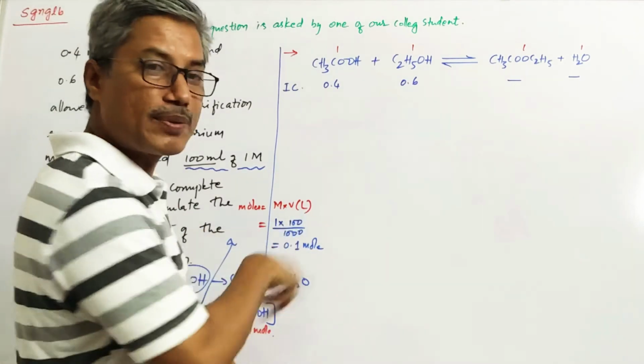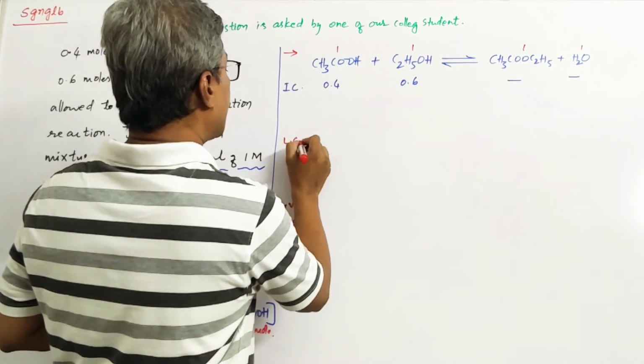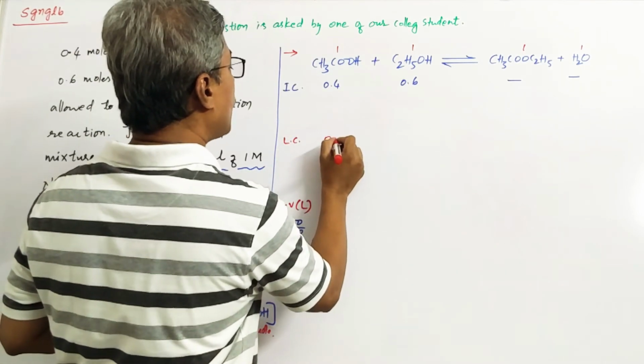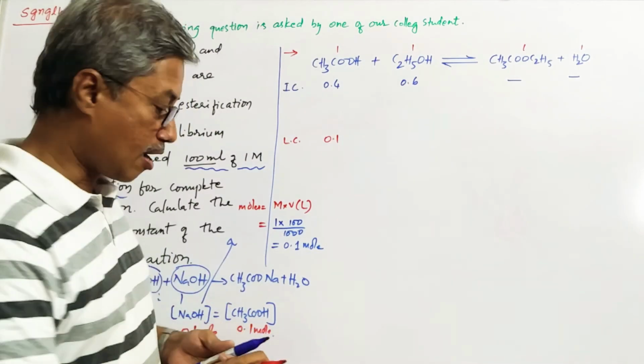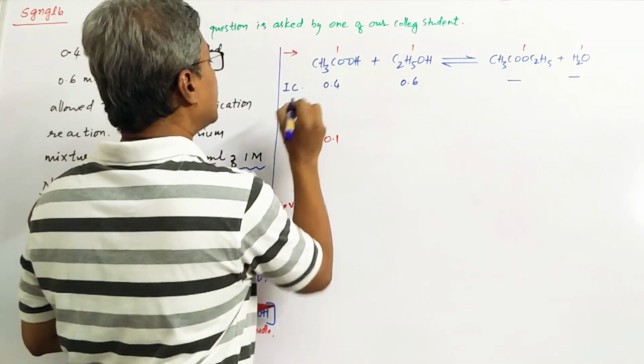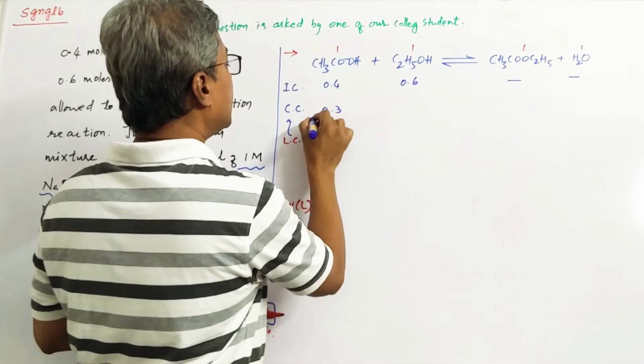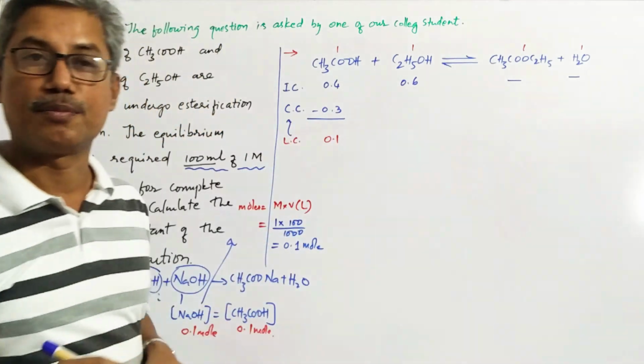From this we can calculate it. See here, the left concentration is 0.1 mole left out. It means how much is consumed? Therefore, from this the consumed concentration is how much? Left is this much. That means 0.3 is consumed.